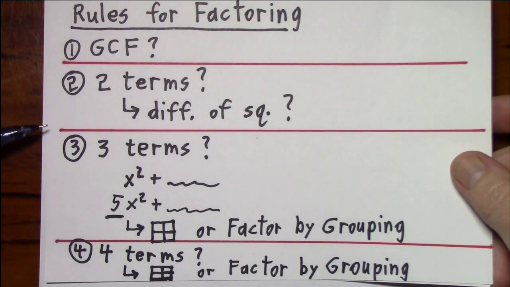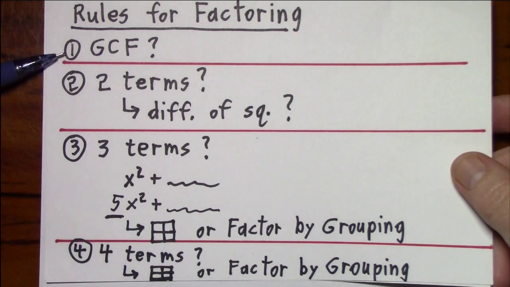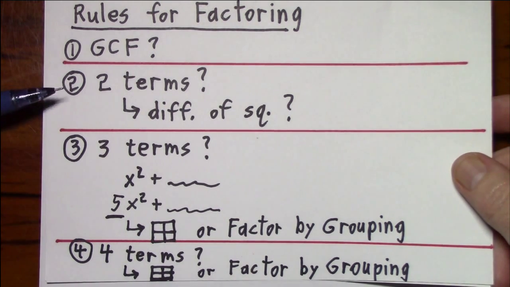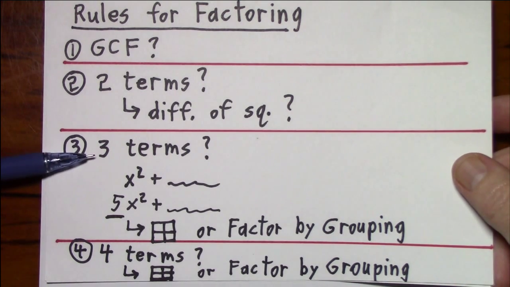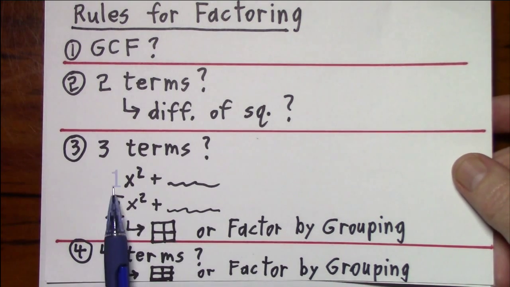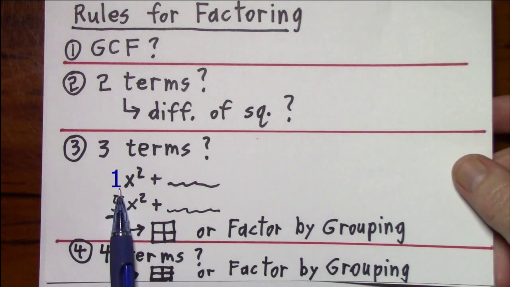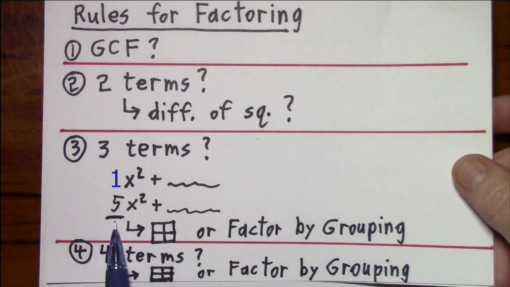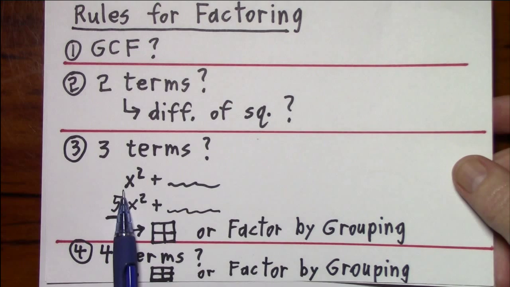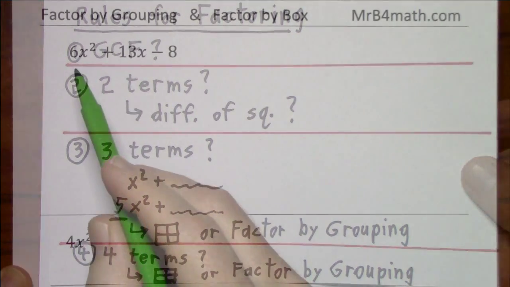I address this in more detail in introductory videos, but basically you look for a greatest common factor. If there is one, you factor it out, and then you pay attention to how many terms you have. In this case, we have 3 terms. The leading coefficient is not a 1, but it's some number other than 1. When that's the case, factoring is a little bit more complicated, and you can use the box or you can use factor by grouping. There are other methods as well.